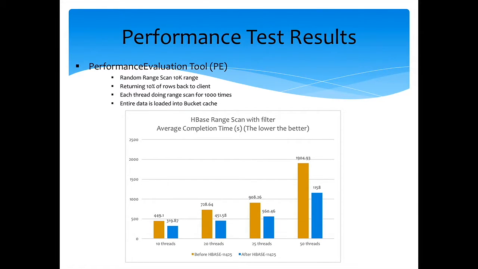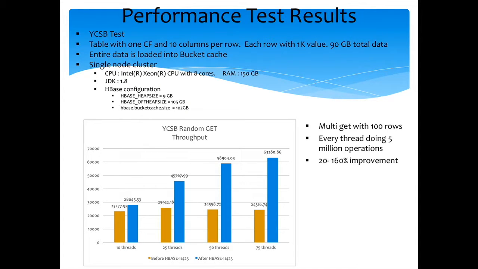This third result is again scans, but here we are adding a customized filter which returns only 10% of the results to the client. This is like the case of Phoenix, where you really have only some set of data to be filtered out, and to test that scenario we did this. Here again the data is loaded into the bucket cache and it is a pure read test. And this is with YCSB.